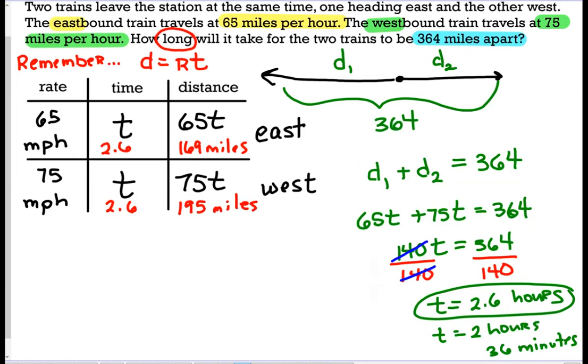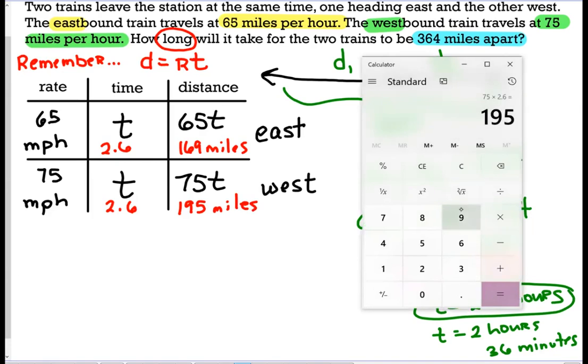If I add these together, 195 plus the 169, you get 364.